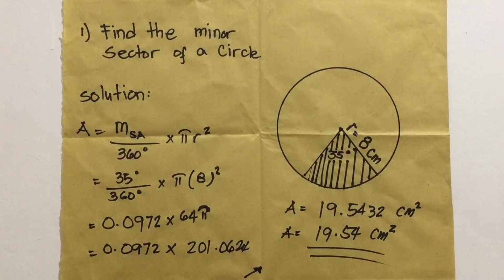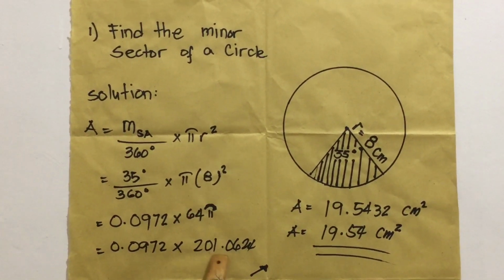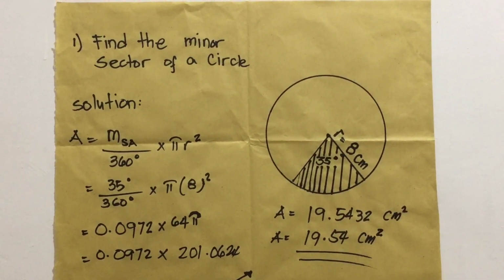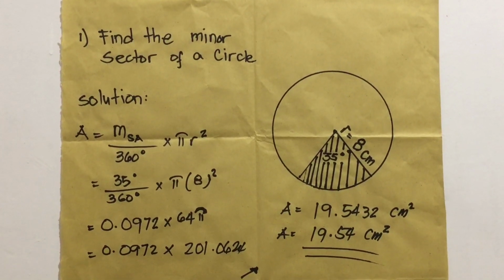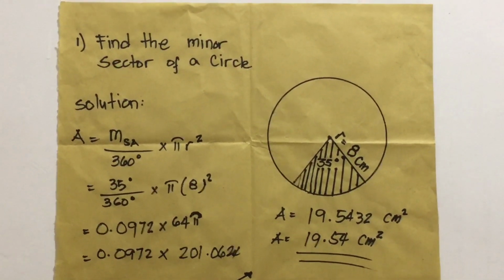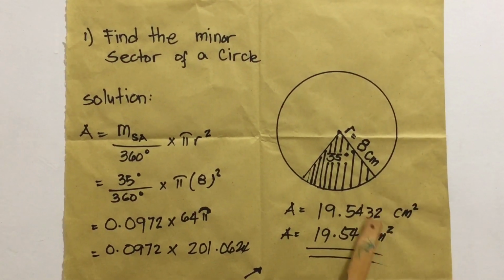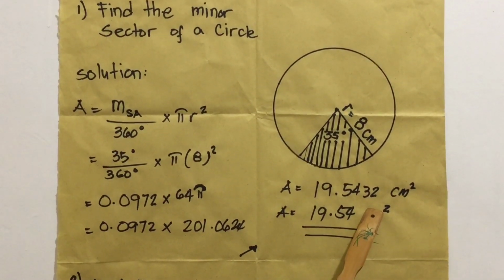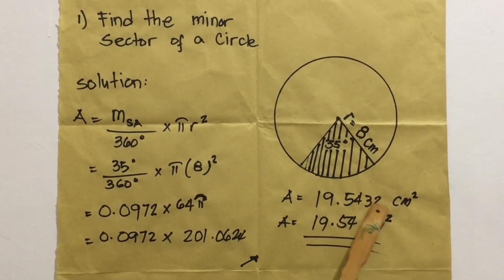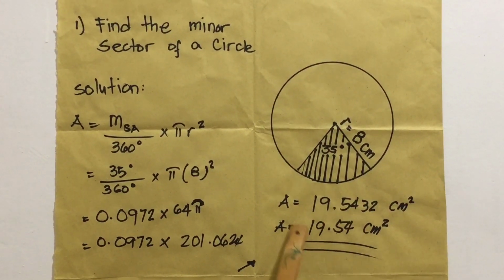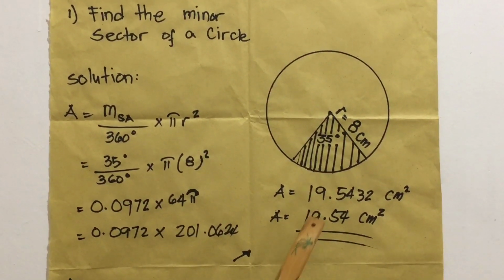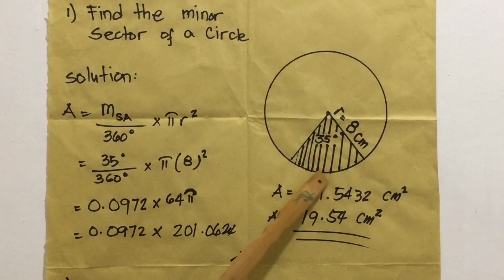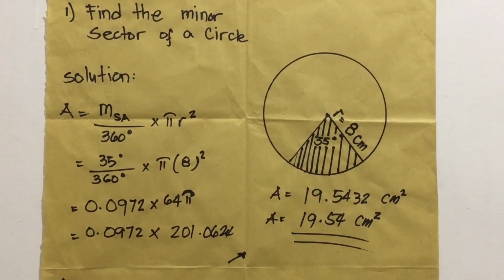And the result is 201.0624. Then we're going to multiply this now. Multiply natin ulit ito. And the result is 19.5432 squared centimeter. And there are times the teacher requires 2 decimal places, so we're going to round off. We're going to eliminate this 32. Since 32 is less than 5, no need to add 1 to the next number. So that's why our final answer is 19.54 squared centimeter. So therefore this area is 19.54 squared centimeter.